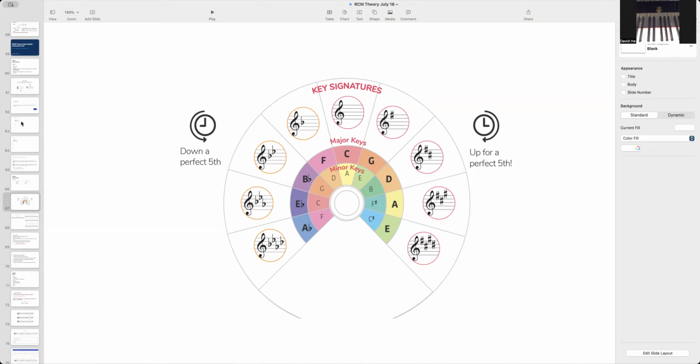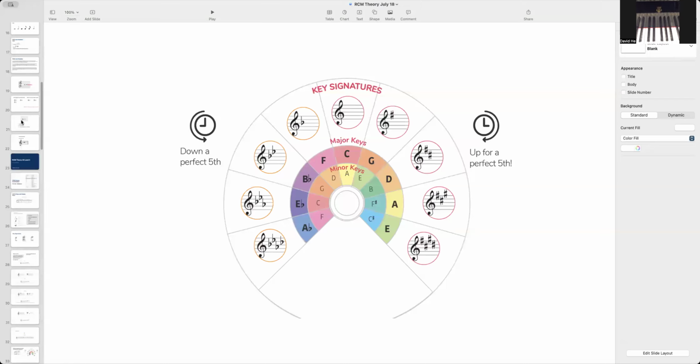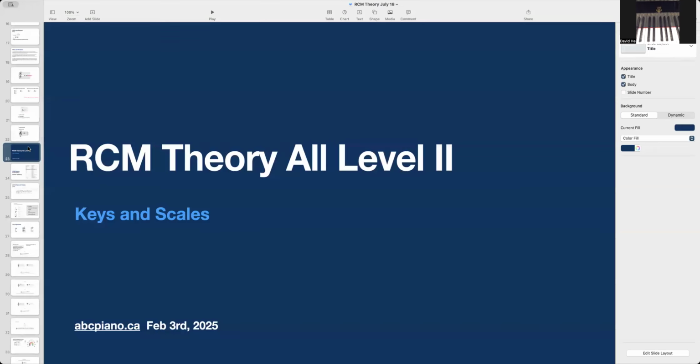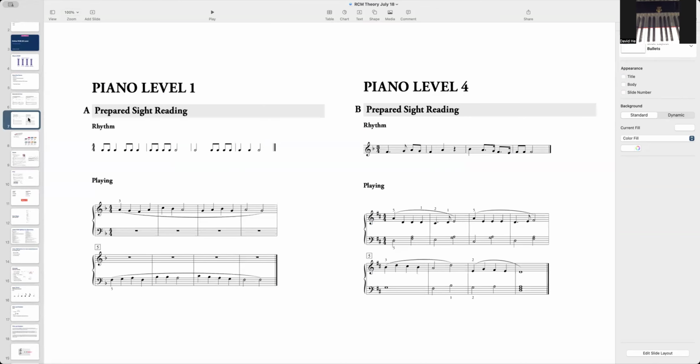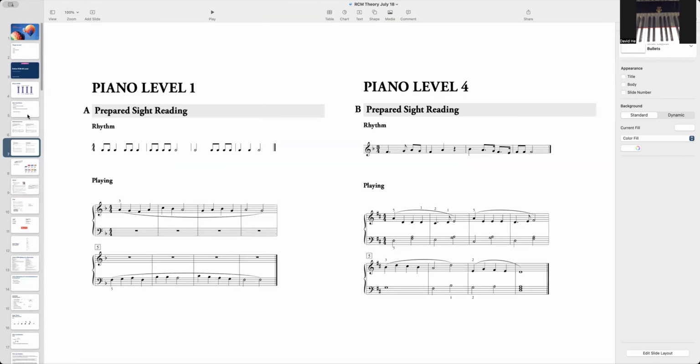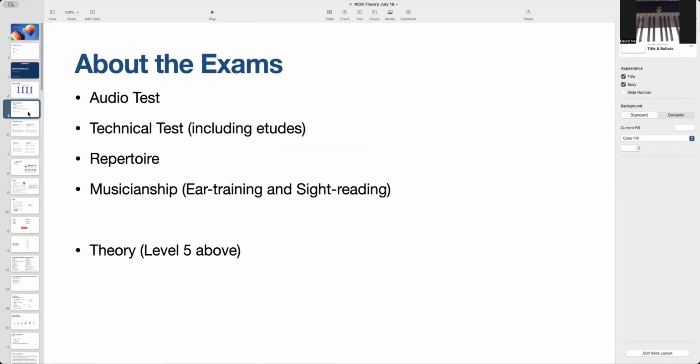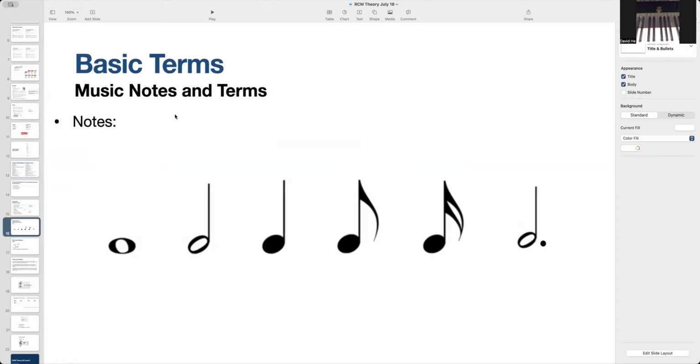Let's go directly to the beginning and think about what we studied in the first and second classes. In the first class we learned the rhythm. So we have the different types of notes. We can have a whole note, a half note, a quarter note.